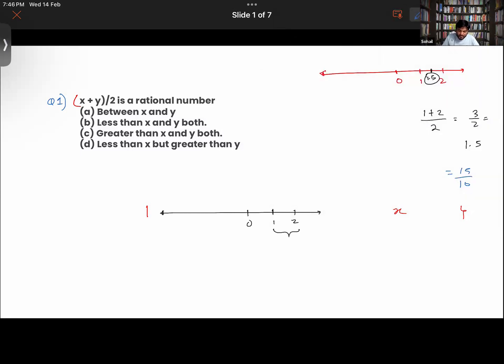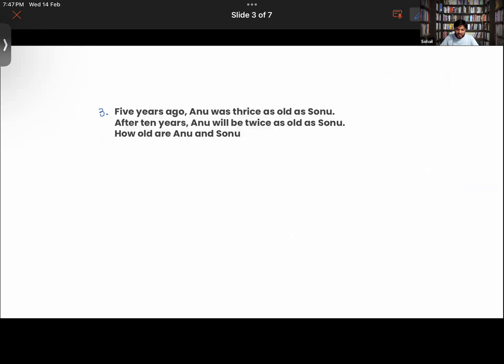Because you can have values like this: 1.1, 1.2, 1.3, 1.4, up to 2. Further also you can have more division. You can have it like this: 1.01, 1.02, 1.03, 1.04, and so on. You can continue like this as well. So you can have infinite number of rational numbers. Okay, continue.